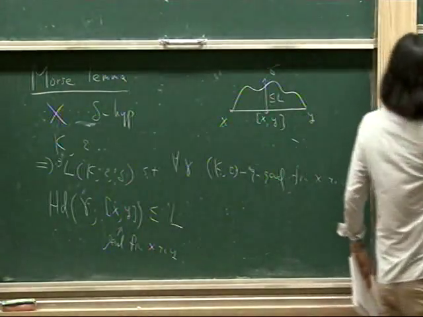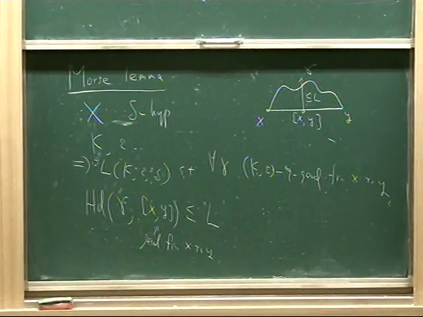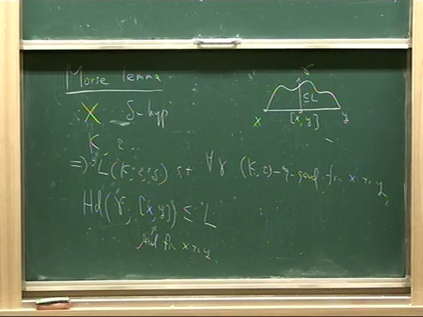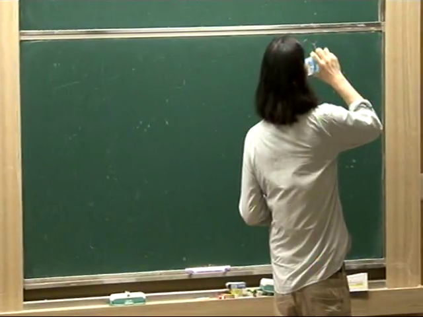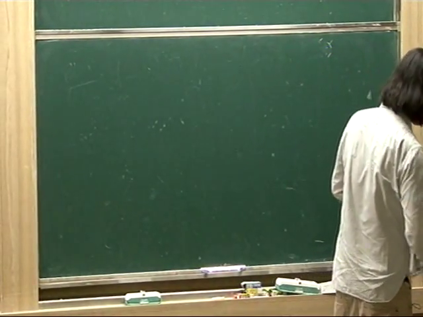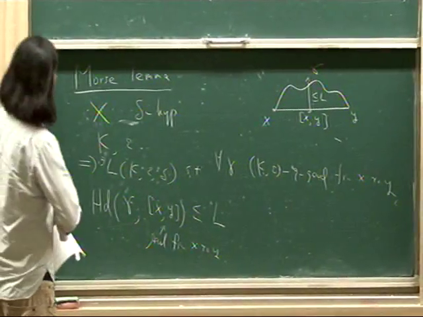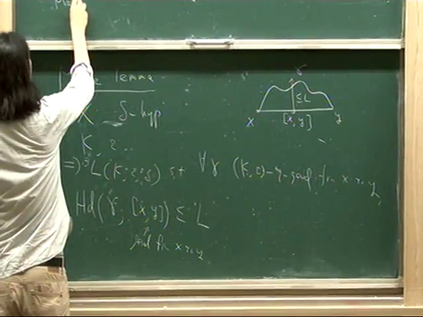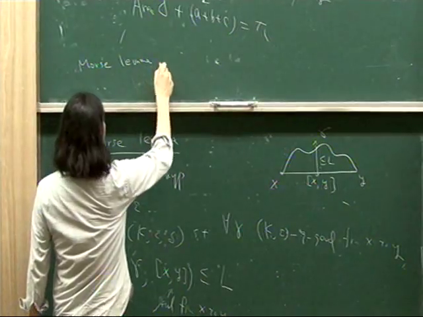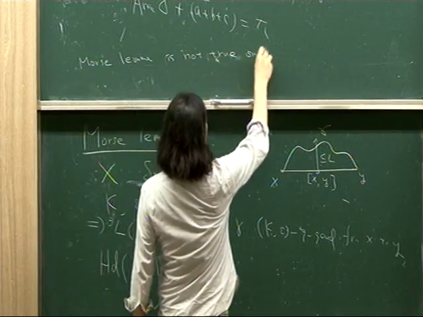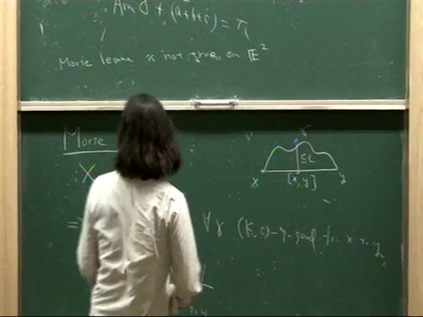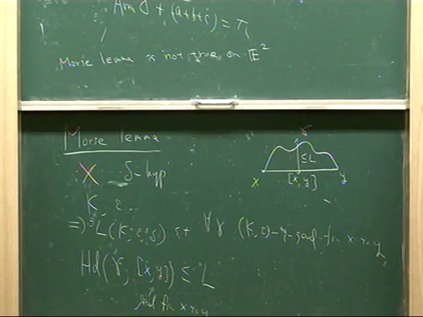So now I'd like to talk about group actions on the hyperbolic space. Before I go, by the way, this Morse lemma is not true on the Euclidean plane. It does not hold on the Euclidean plane. Again, the counterexample is the same as this one.